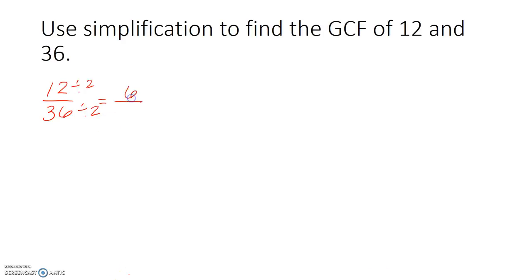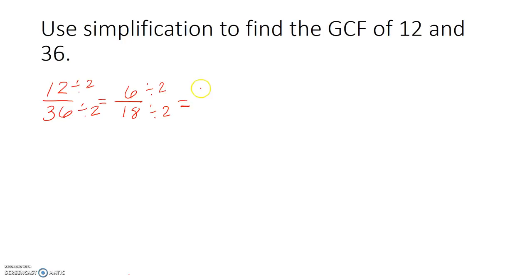12 divided by 2 is 6. 36 divided by 2 is 18. These are both even numbers, and you may choose different factors or bigger factors if you know of them. But I'm going to go through this very step by step just to show you how the process works. Now you can choose other common factors that you know of.